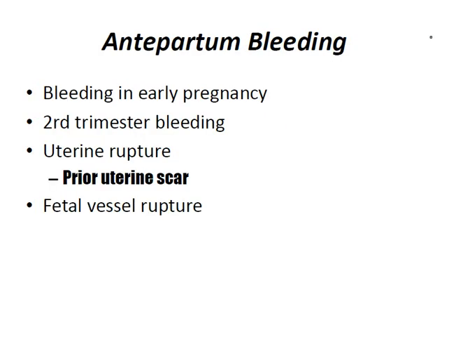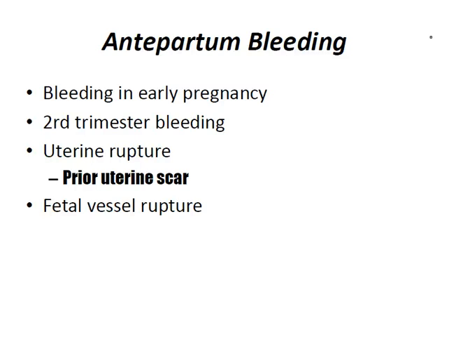So antepartum bleeding. Bleeding early in pregnancy may indicate a spontaneous abortion, an ectopic pregnancy, or even a healthy pregnancy with postcoital spotting or cervical polyp. Now, third trimester bleeding is associated with increased risk of prematurity, and perinatal mortality is more commonly associated with placental complications.